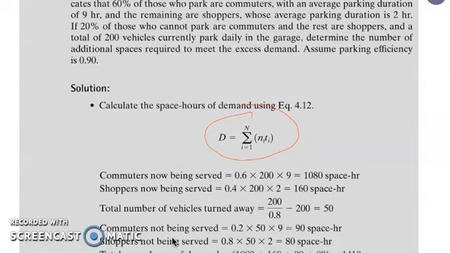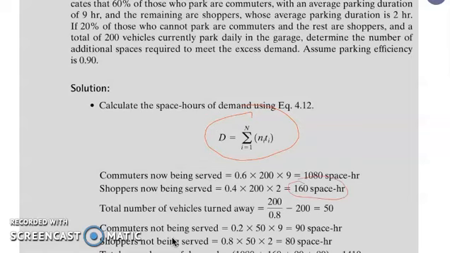200 is the total number of vehicles that park daily in the garage, and 9 is the number of hours, the parking duration of the commuters as they park on the garage. Then for shoppers being served, from the 200 total number of vehicles, 40% are shoppers, and it took them 2 hours to park on the garage. So we have now an equivalent value of 160 space hours.